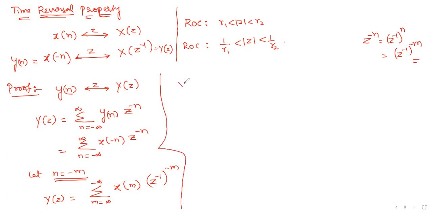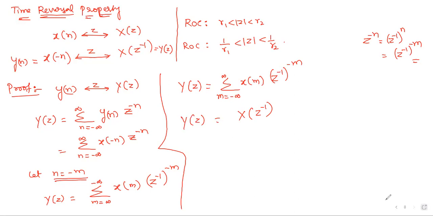Now what is Y of z? Y of z is equal to the summation. I already told you, if you are summing from 0 to infinity or from minus infinity to infinity, you are adding the same values, that means there is no change in the resultant value, right? So m equal to minus infinity to infinity x of m z power minus 1 whole power minus m. So Y of z will become X of z inverse. This is the proof for this time reversal property.